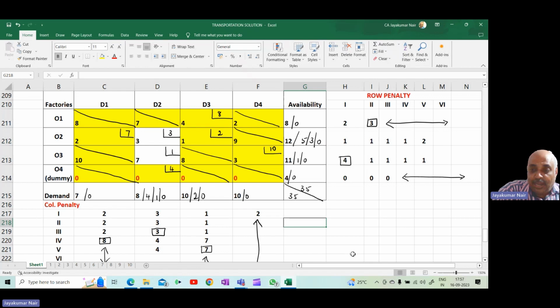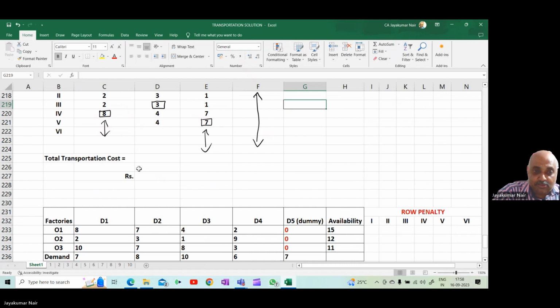So how do you calculate the transportation cost? It'll be 4 into 8 plus 2 into 7 plus 3 into 3 plus 1 into 2 plus 7 into 1 plus 3 into 10 plus 0 into 4. So we will find out what is the cost.